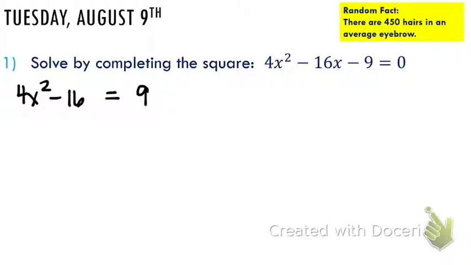This is the only method that you don't start by setting it equal to 0. Factoring needs to equal 0. Quadratic formula needs to equal 0. Completing the square, totally different method.